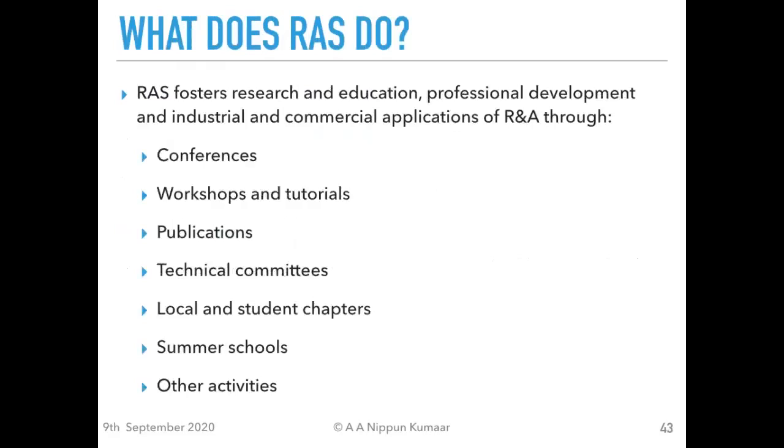So what does RAS do? RAS's aim is to conduct conferences, workshops, publications, technical committees. You have student chapters formed. You have summer schools offered, and a lot of other activities which revolve around this robotics and automation field. That's the aim here.